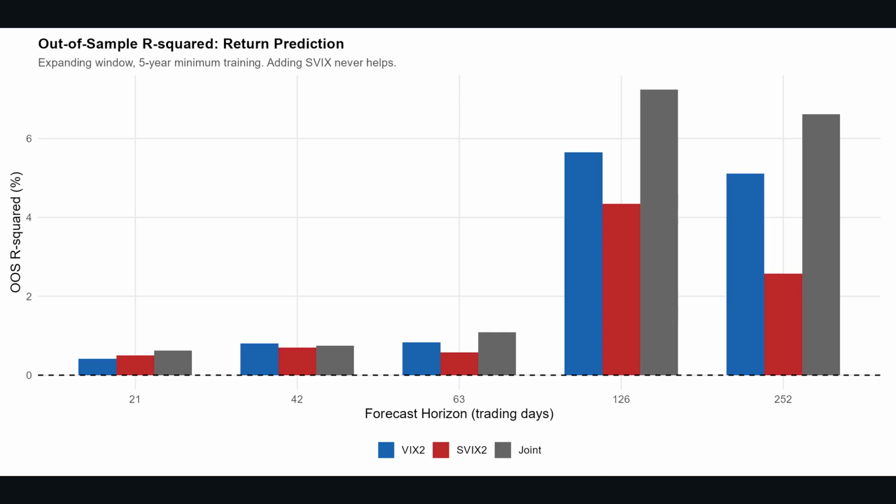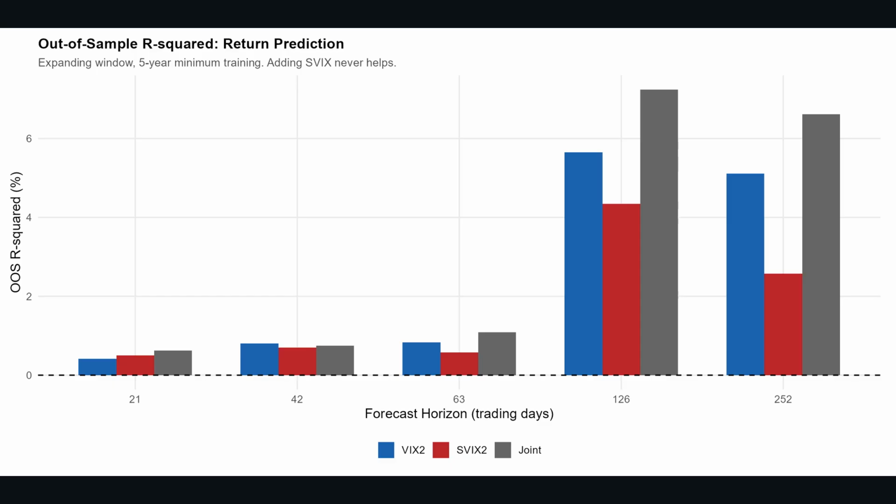You would assume a cleaner mathematical model yields a cleaner prediction, but the out-of-sample data points in a completely different direction. VIX actually beats SVIX as a standalone return predictor at almost every horizon. Wait, really? The clunky 90s formula wins. It wins 4 out of the 5 horizons tested. Yeah. At 126 days out, VIX alone hits a 5.65% out-of-sample R-squared for predicting returns.